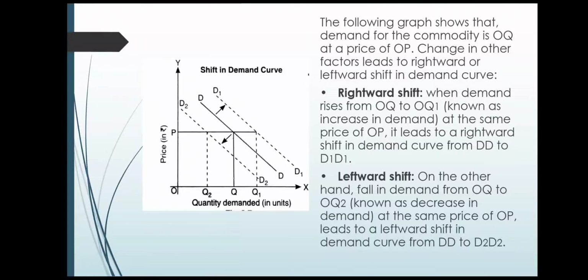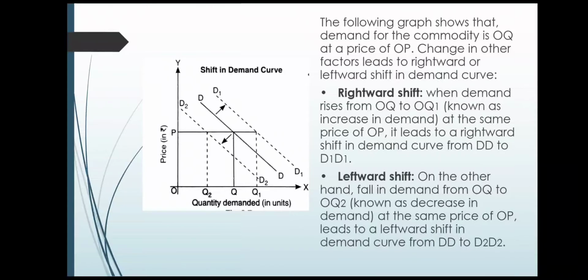So the other type of shift is leftward shift. On the other hand, fall in demand from OQ to OQ2, known as decrease in demand at the same price of OP, leads to a leftward shift in demand curve from D to D2.